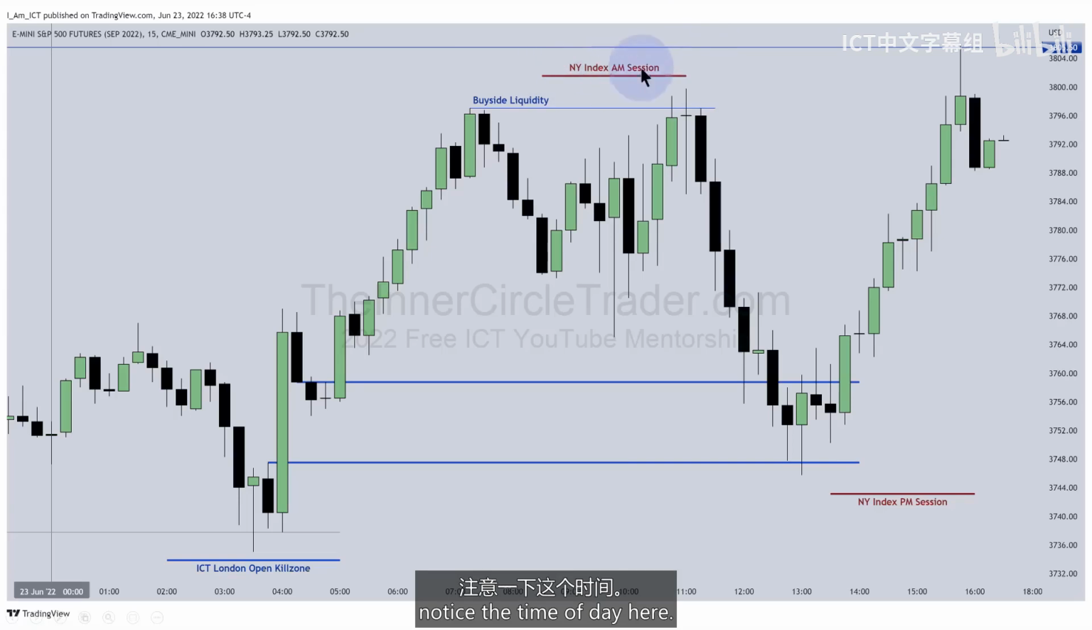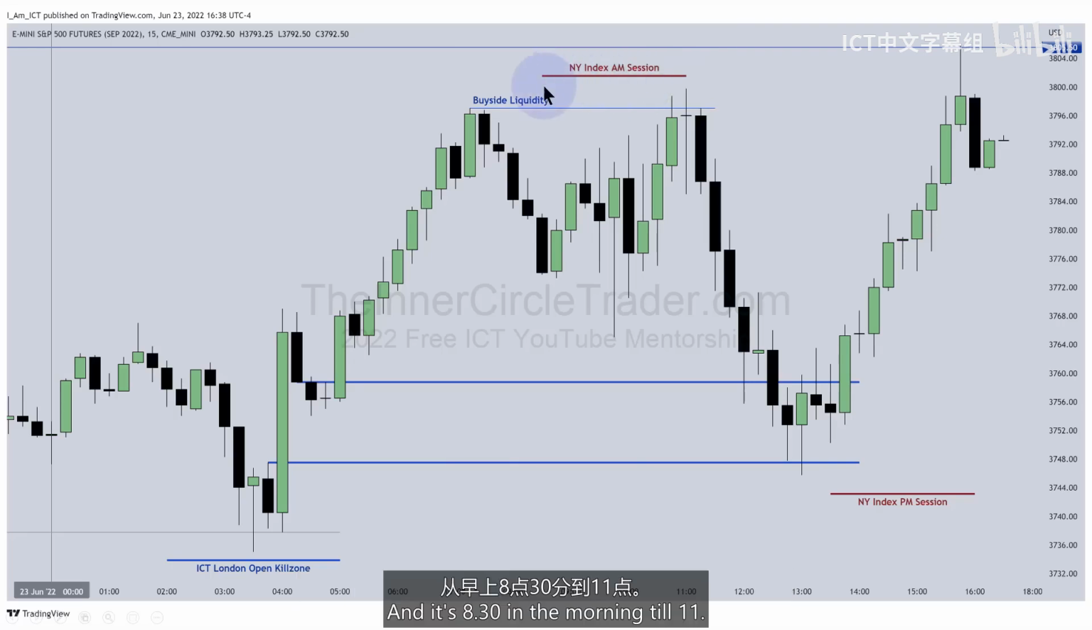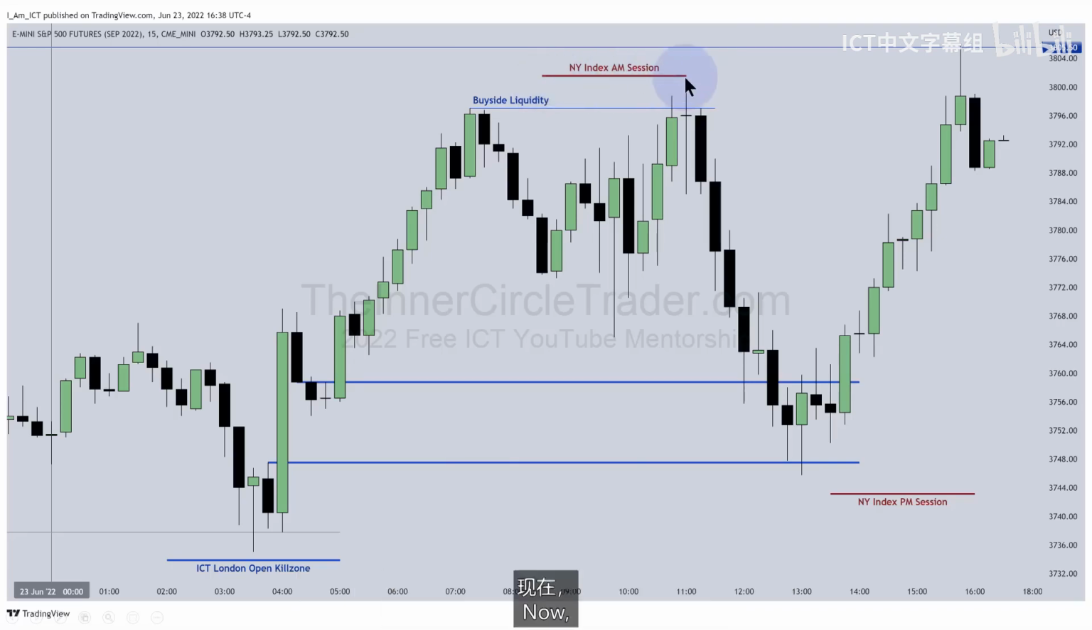So notice the time of day here. This is the New York Index AM session operating hours, or kill zone if you want to call it that. And it's 8:30 in the morning to 11. Now, I can take trades after 11 o'clock, but I want to stick to the rules and present you opportunities to see where, following the rules, you're going to miss certain opportunities. It's okay. It's fine. You're going to get it wrong sometimes. You watched me get something wrong today. There was no skin off my back. Nothing bad happened. I just didn't get what I was looking for.